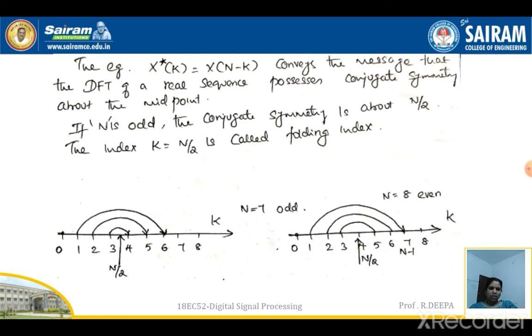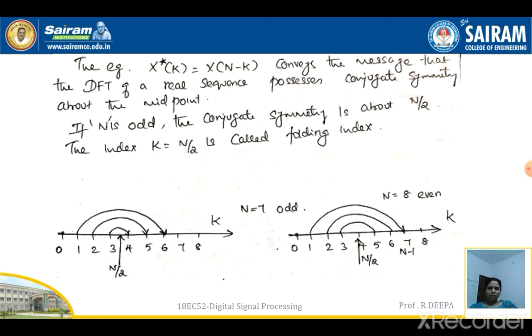So what is this conjugate symmetry? As I told you, for example, for the sequence N is equal to 8, there is a conjugate symmetry between 3 and 5. That is, X of 3 will be equal to X conjugate of 5. Similarly, X of 2 will be equal to X conjugate of 6. And X of 1 will be equal to X conjugate of 7. That is, these two will have conjugate symmetry property.